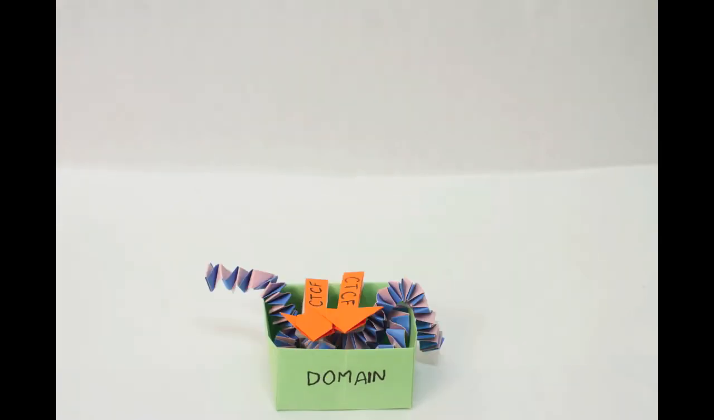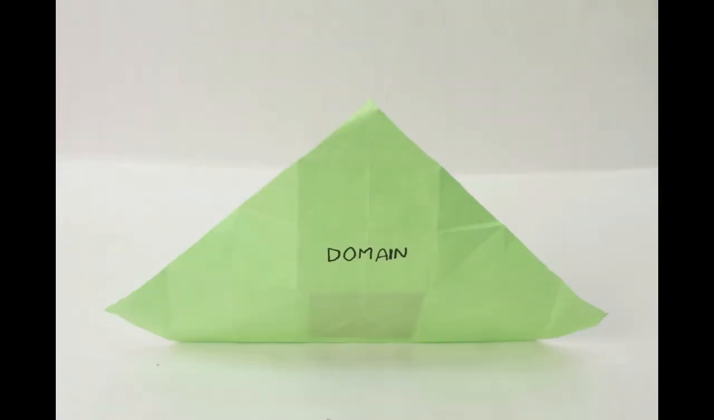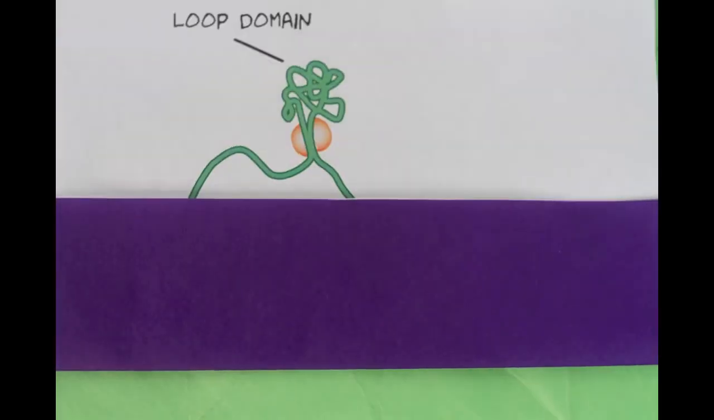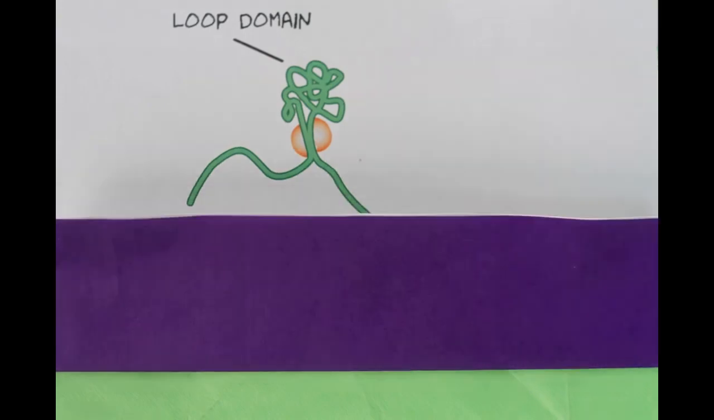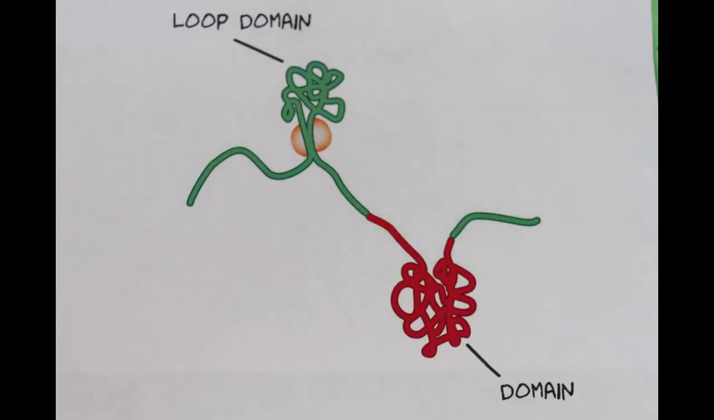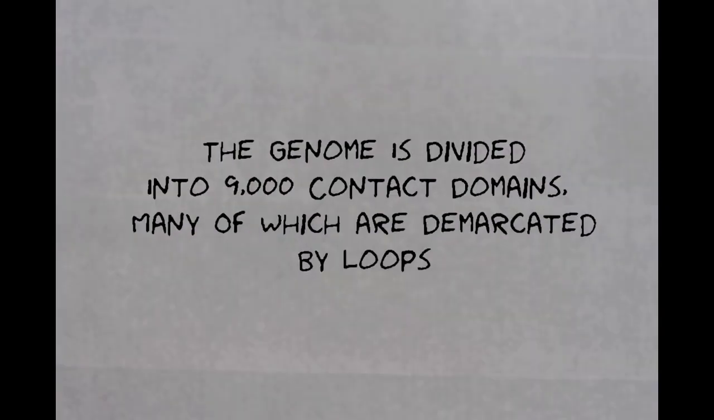Inside the loop, DNA forms a condensed fold that we call a contact domain. Domains can also be created without loops. The typical contact domain is about 200,000 DNA base pairs long. That's pretty small. Previous reports suggested that the human genome is divided into much larger units, each around 1 million base pairs long.